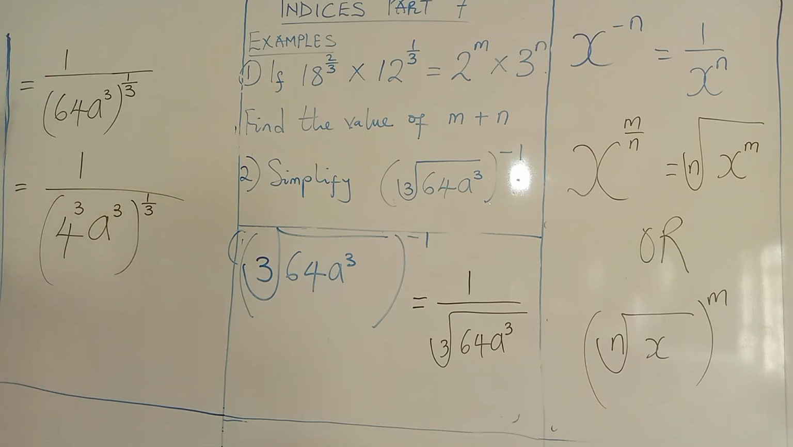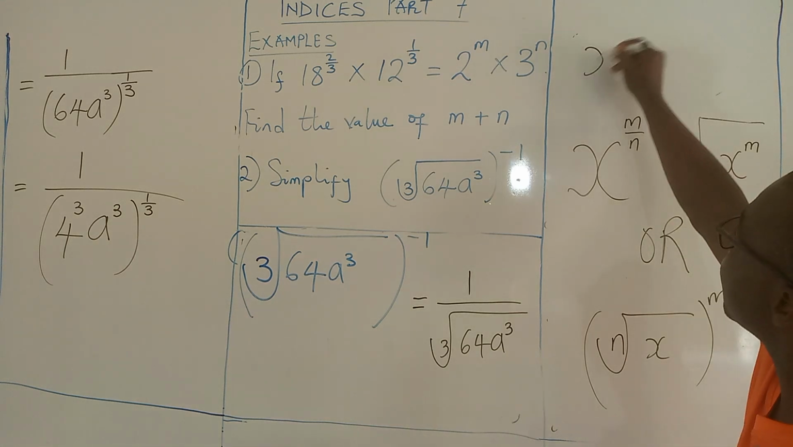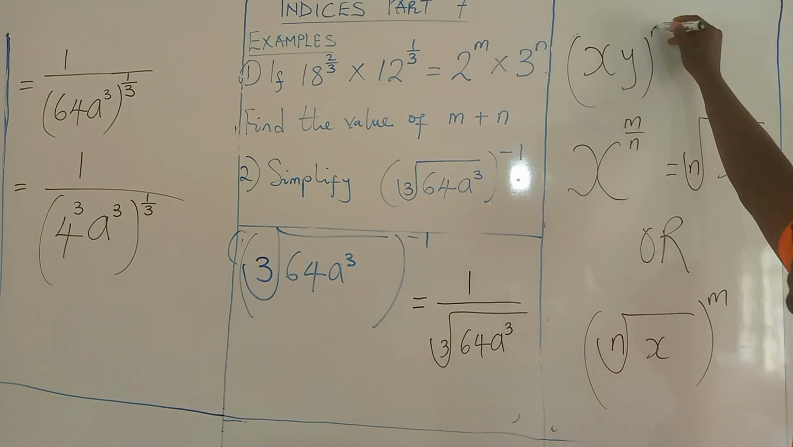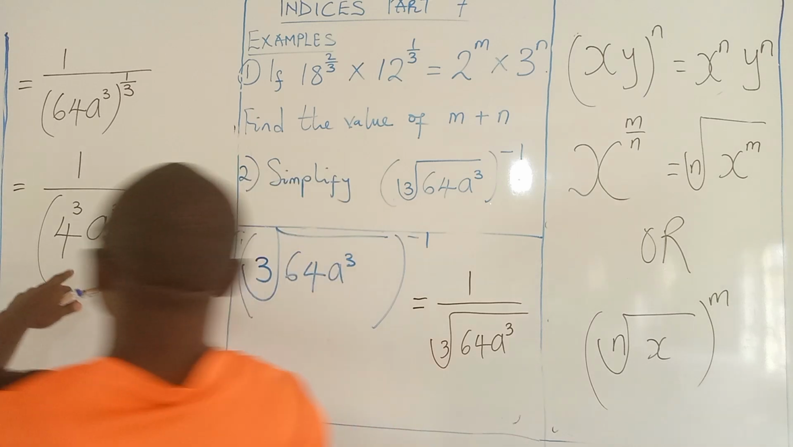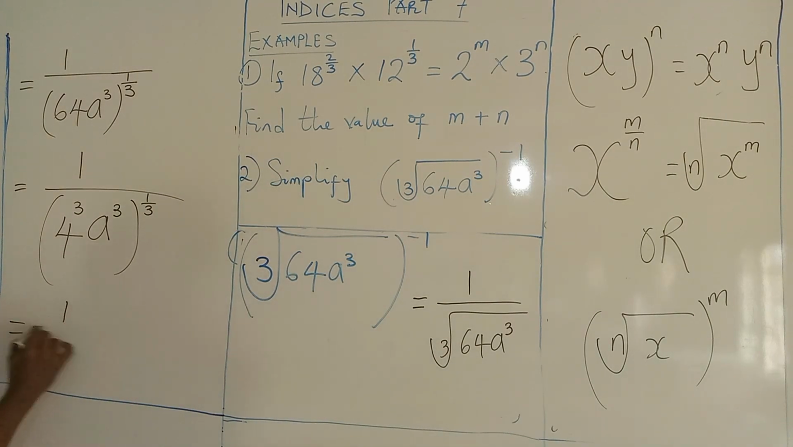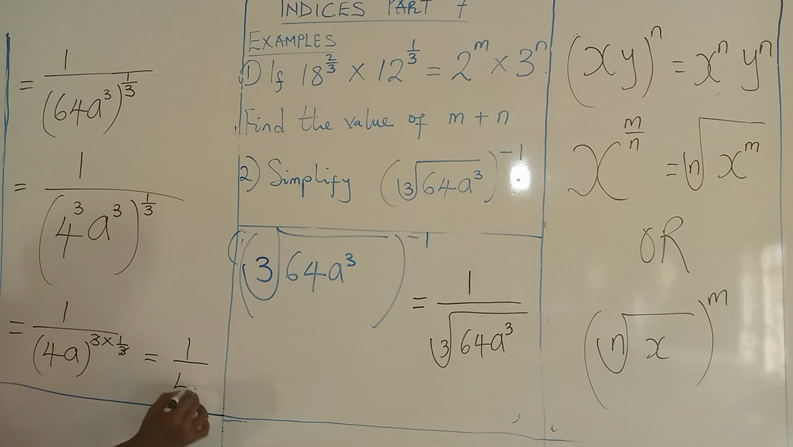Still from our knowledge of indices, there is a law that states that if you have xy raised to power n, it is the same thing as x to power n, y to power n. So I'm going to apply that law here, and it will give me 1 all over 4a raised to power 3 times 1 over 3. This 3 will cancel this 3. Therefore, the answer will become 1 over 4a. That is the answer to question number 2.